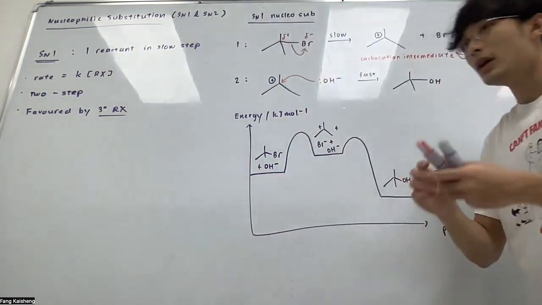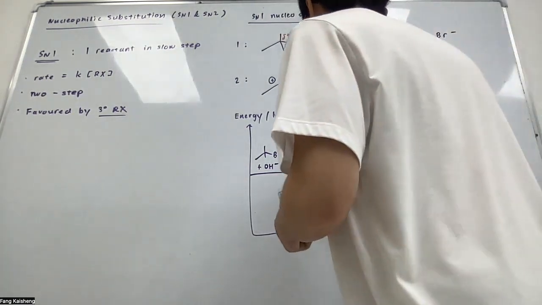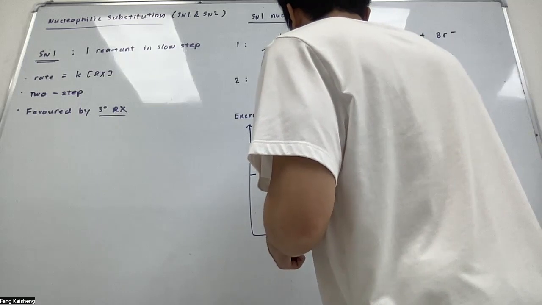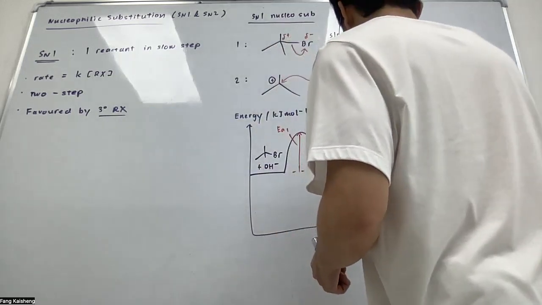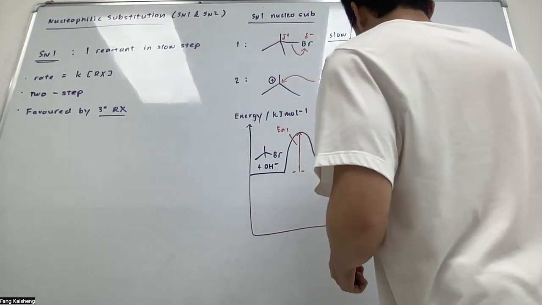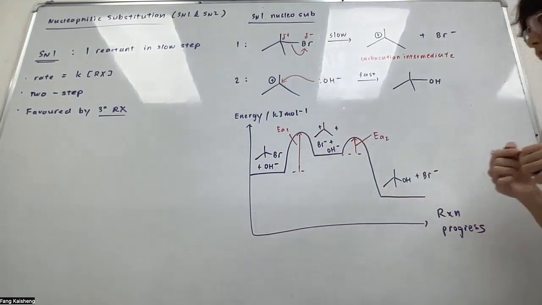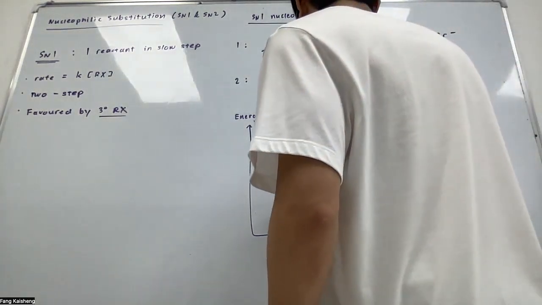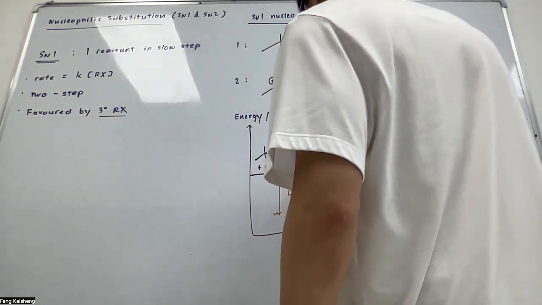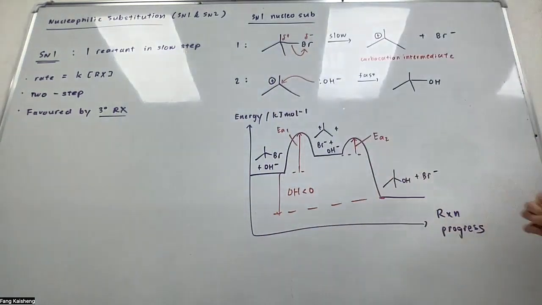Okay? Activation energy and all that. Just go and label. This is EA1. Please make sure EA1 is higher than EA2. Overall, this is exothermic. We'll talk about that in a bit.